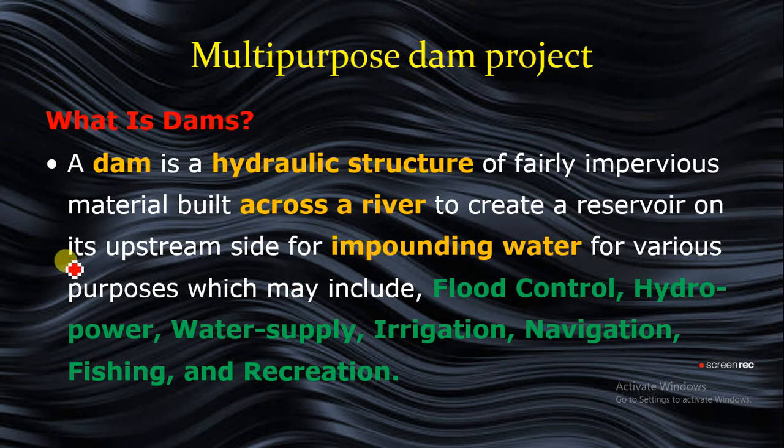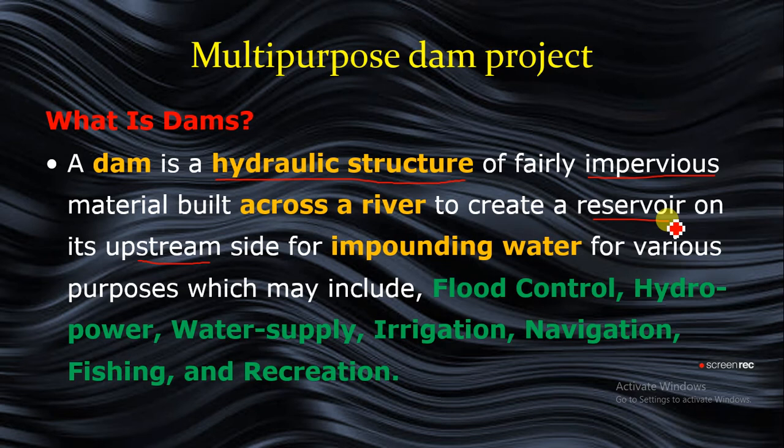A dam is a hydraulic structure of a fairly impervious material. Impervious here is similar to impermeable, that is, materials that don't allow water to pass through them. Dams are built across a river to create a reservoir on the upstream. Remember, a reservoir is built to store water for different uses.